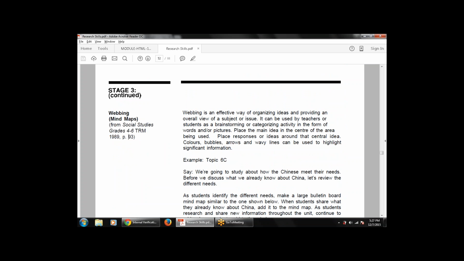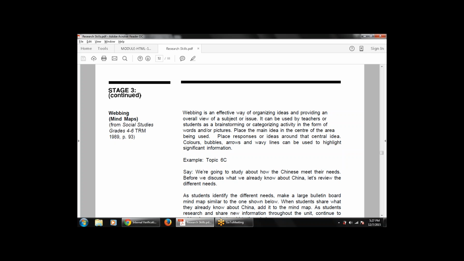So webbing is an effective way of organizing the ideas and providing an overall view of a subject or the issue. So how can we organize the data, how can we present the information, how can we provide the overview or overall view of a subject or the issue? That is webbing.